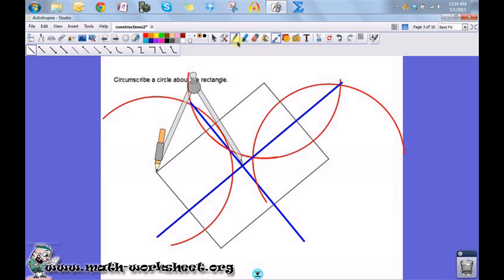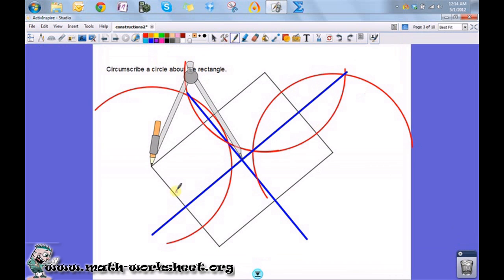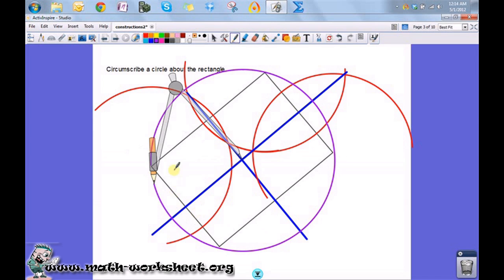And let's make this one a different color, purple. And I just draw a circle. And it should line up a little better. You know, this software, because the lines are so thick and it wants to snap to points, it doesn't do it exactly perfectly, but it will circumscribe about the rectangle.